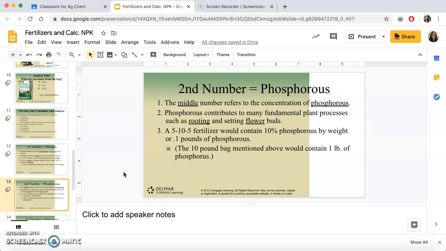The middle number refers to the concentration of phosphorus. Phosphorus contributes to many fundamental plant processes, such as growing roots and setting flower buds. Flower buds are essential for pollination. Pollination is essential if we want fruit growth, such as tomatoes or almonds. And a 5-10-5 fertilizer would contain 10% phosphorus by weight, or 0.1 pounds of phosphorus per pound. So a 10-pound bag mentioned above would contain 1 pound of phosphorus.